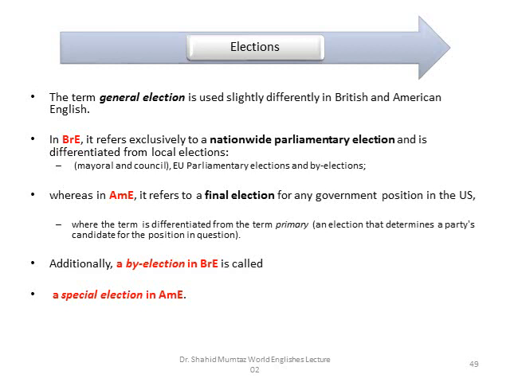Whereas in America, it refers to the final election for any government position in the US, where the term is differentiated from the term primary, an election that determines the party's candidate for the position in question. Okay. So final election is different than primary election in this sense. And additionally, a by-election in British English is called a special election in American English. So this is also different. In British they call it a by-election, and in America they call it a special election.